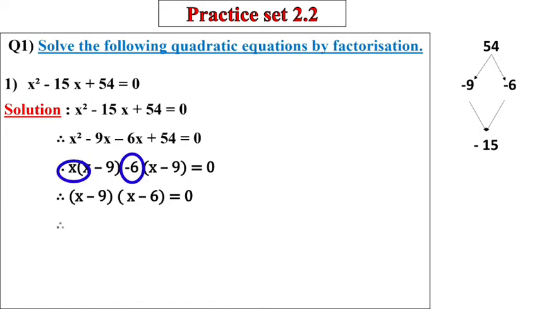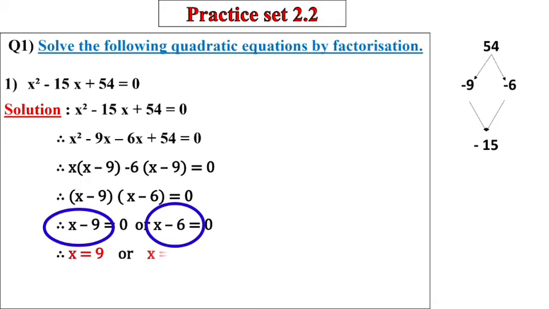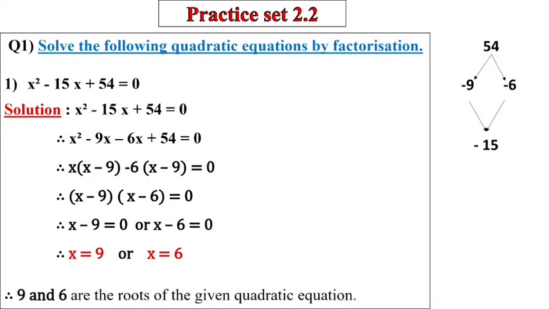It means we have x minus 9 equal to 0 or x minus 6 equal to 0. Now minus 9 will go to the right side and become positive 9, and minus 6 becomes positive 6. So here we have the answer. 9 and 6 are the roots of the given quadratic equation. Understood? In the same way we will solve all the sums.